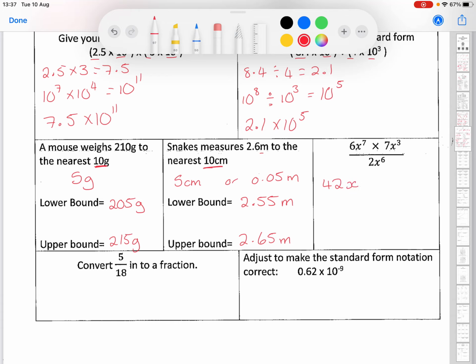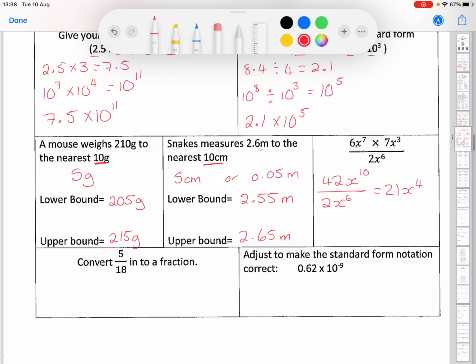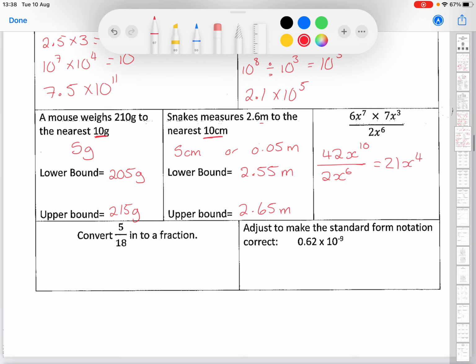x to the power 7 times x to the power 3. We're going to add those powers, so 7 add 3 is 10. And we're going to do over 2x to the power 6. That just means divide. This fraction just means divide. So we're doing 42 divided by 2, which is 21. And then x to the power 10 divided by x to the power 6. We're going to subtract those powers when we're dividing, so it's x to the power of 4.